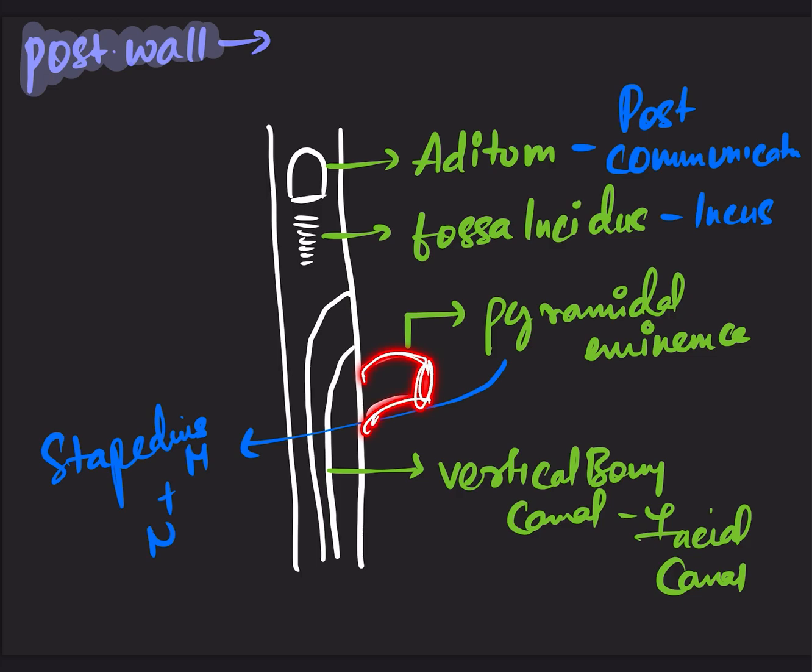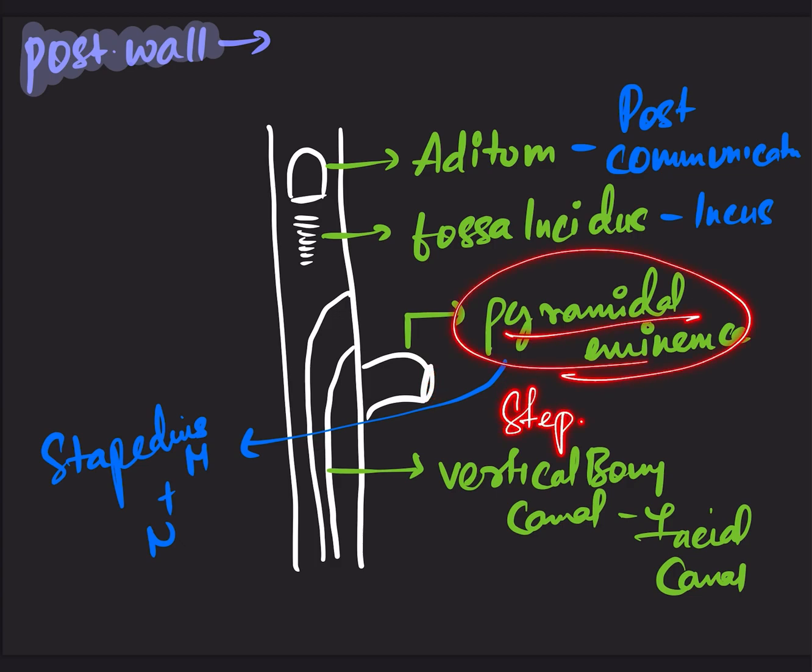The pyramidal eminence is a forward projection from the posterior wall, which has the stapedius muscle and the nerve supplying it. What is the importance of the pyramidal eminence here? It has the stapedius muscle and the nerve to the stapedius, a branch of the facial nerve in the vertical bony canal.